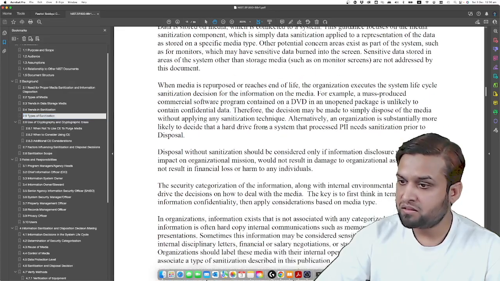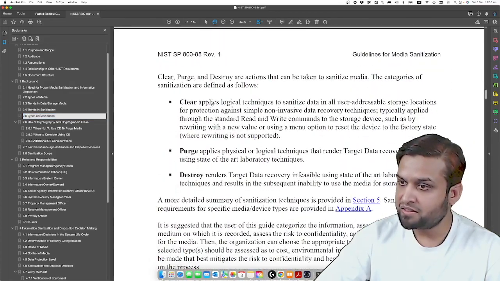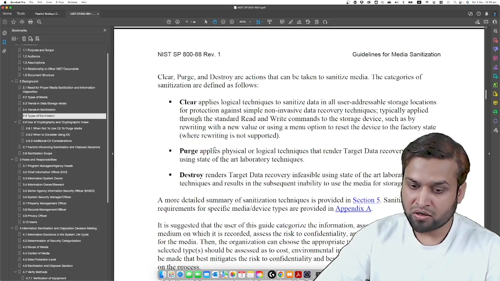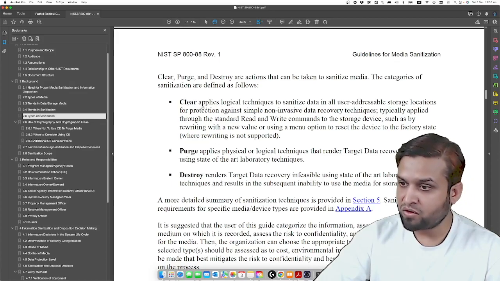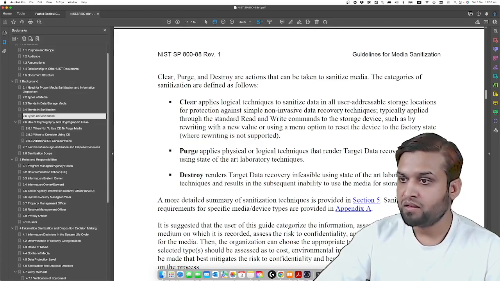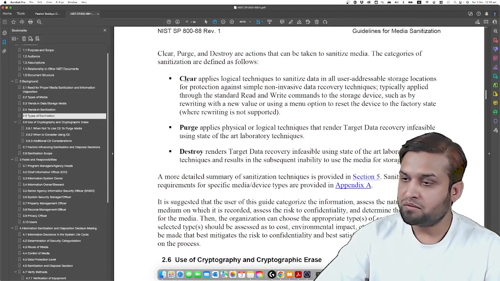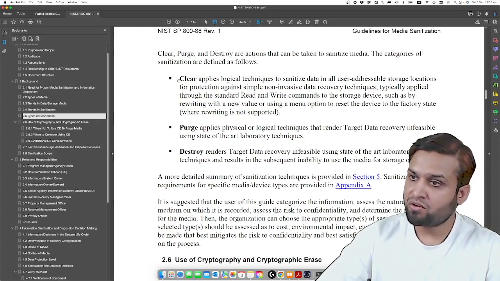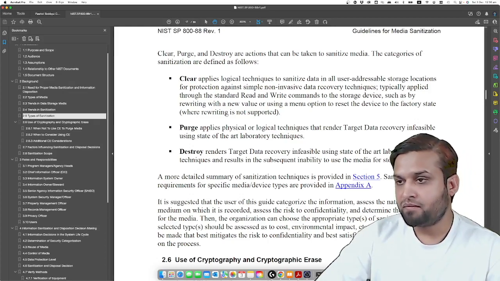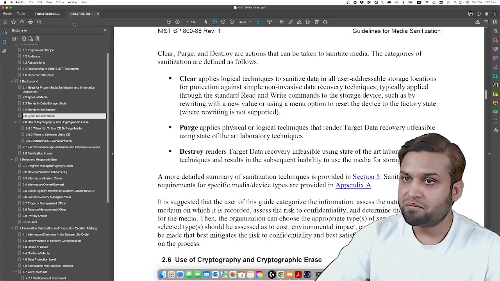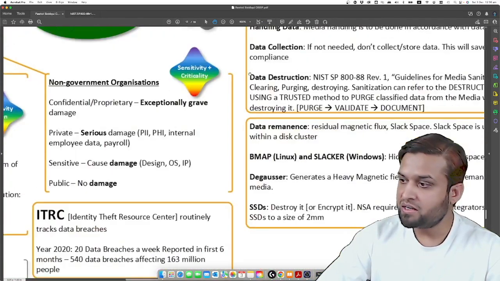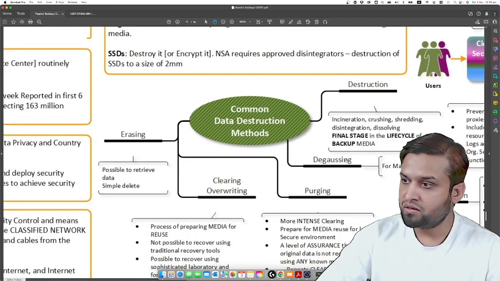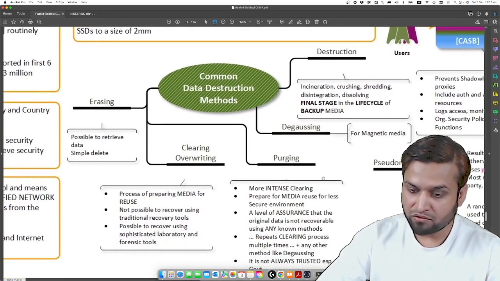So these are the things which we have already discussed: clear, purge, and destroy. Basically, it talks about these important categories, right? So we already saw what is clearing, what is purging, what is destruction. What is not included here is the simple delete, which is erase, and degaussing, right? So this is more a classification based on the principle, I would say, but the CBK 9th edition book is more detailed, so that's why they have this whole terminology, so that we are aware of it.